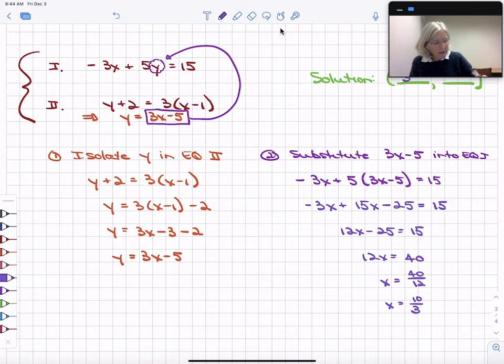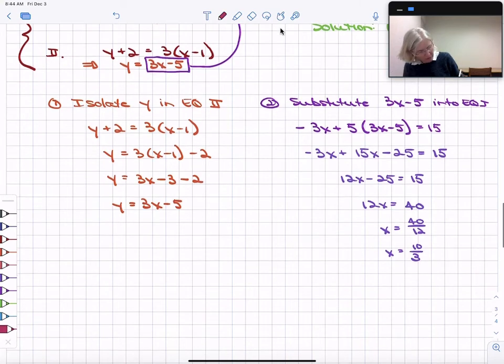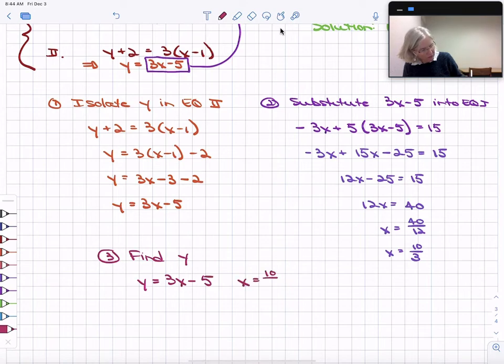Absolutely fine. I like the fact that I've written the solution because after all that work, I'm like, kick it back, I'm done. I'm not done. Got to find y. I can take either equation and substitute in that value for x. Why not take the simplified version of equation 2 I already have? I think that will just be the easiest way. So step 3, I'm going to find y. I'm going to use a simplified version of equation 2, and I know that the x is equal to 10 thirds. Let's go ahead and substitute that in.